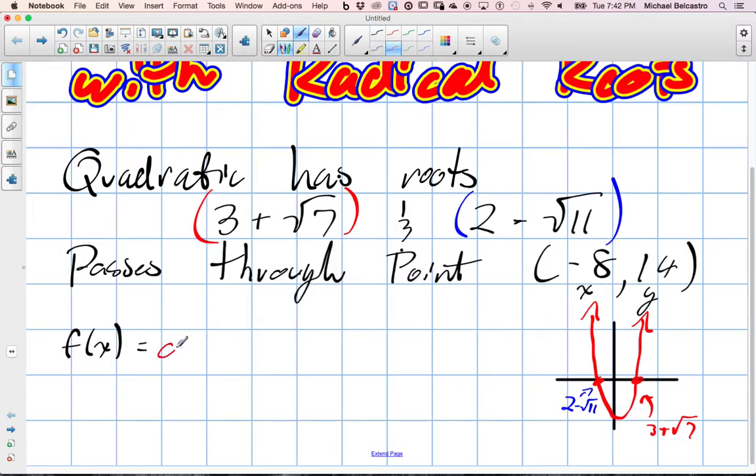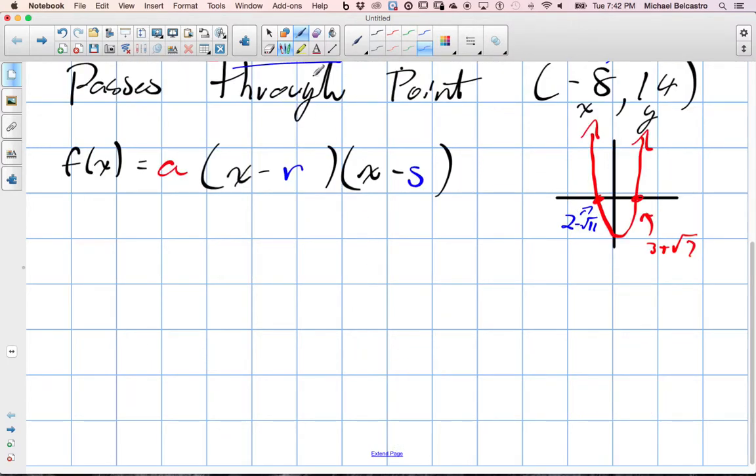So we have f of x is equal to, and the factored form is usually written like this. f of x is equal to a, bracket x minus r, bracket x minus s. They call these letters, okay? And the r and the s are the roots, right? And you can call this r and this s or vice versa. It doesn't actually make a difference, okay?